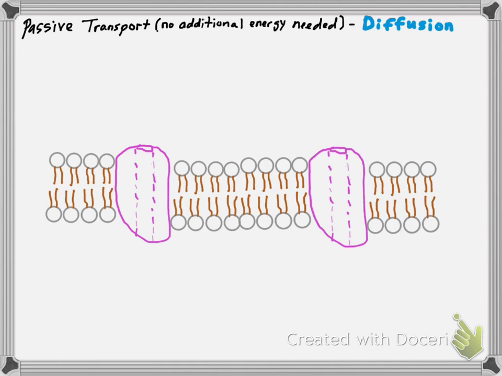Okay, so to understand diffusion, or any other kind of passive transport, and active transport for that matter, but we'll get to that later, we need to understand this idea of a concentration gradient. So if you look at both sides of the cell membrane, sometimes you might have more molecules on one side versus another. This means that you have a higher concentration on the side with more molecules.